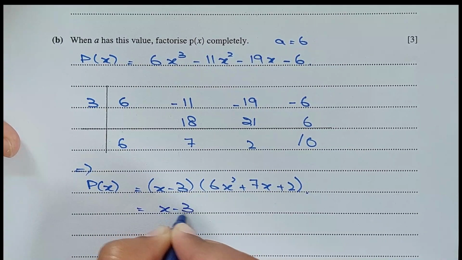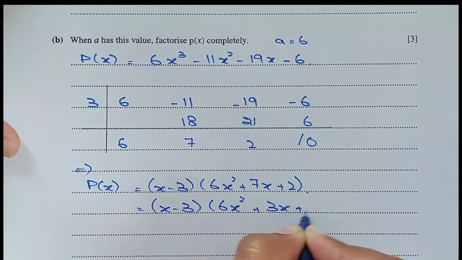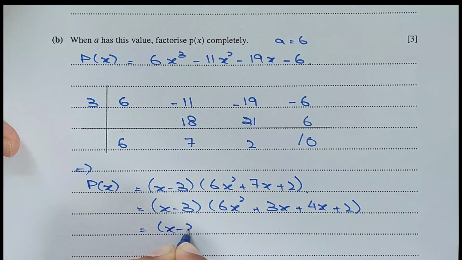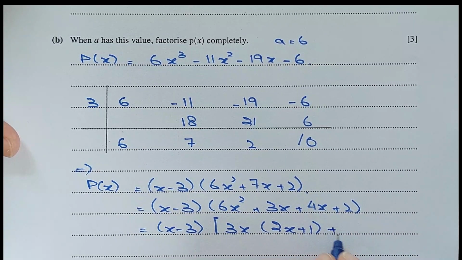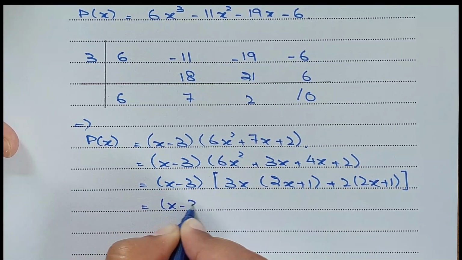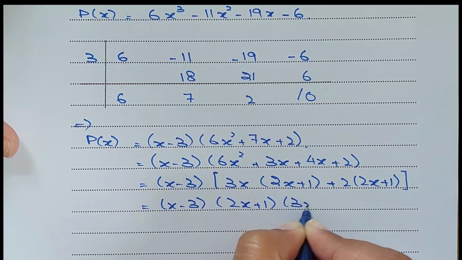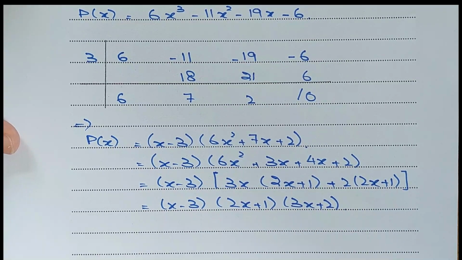So x minus 3 into 6x square plus 3x plus 4x plus 2. X minus 3 into, taking 3x common, we have 2x plus 1, taking plus 2 common, 2x plus 1, right? So the factors are x minus 3, 2x plus 1, and 3x plus 2. So these are the three factors when we factorize this completely.